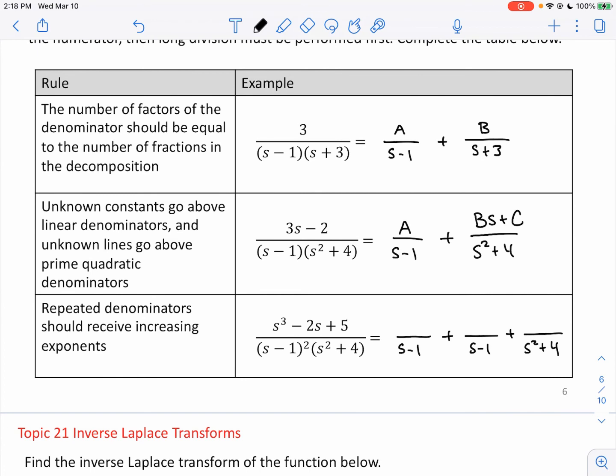Now I do rule 2. So going in this order is important. Above s minus 1 goes an unknown constant. Above the other s minus 1 goes an unknown constant. But above the prime quadratic goes a cs plus d.